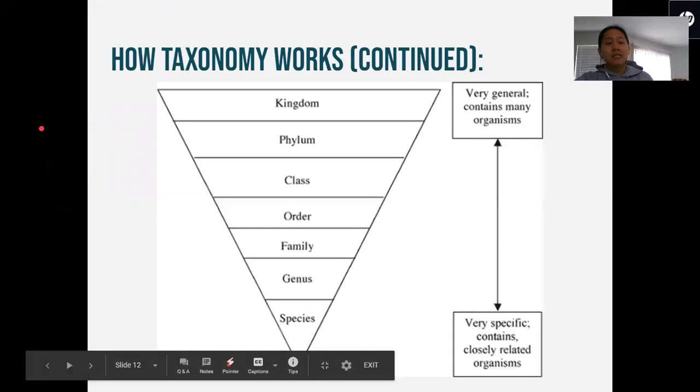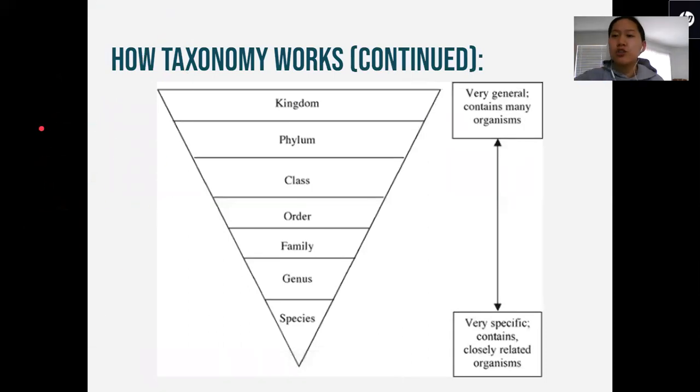So how taxonomy works is, like I said before, the largest, very general categories will be like kingdom, and then it goes down to phylum, which is a little bit more specific. Inside a phylum, you'll have a class, which is even more specific. Inside of a class, you have an order, which is even more specific. And then inside an order, you'll have a family, which is even more specific.